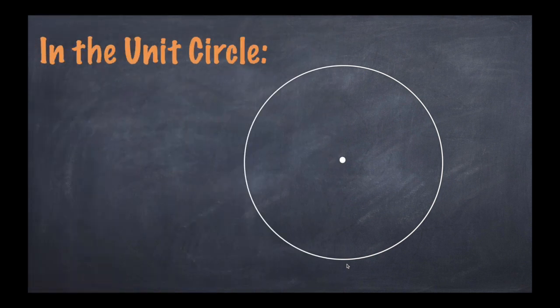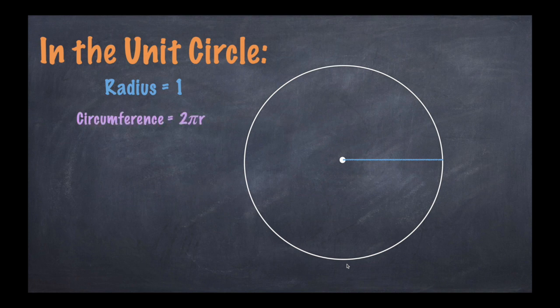When we talk about the unit circle, we are talking about a circle that has a radius of 1. We remember that the radius is the distance from the center to any outside point on the circle. To calculate the circumference of the unit circle, we use the formula 2 times pi times the radius. Since the radius is 1, we would be calculating 2 times pi times 1. That means our circumference is 2 pi. So the distance all the way around the unit circle is 2 pi.